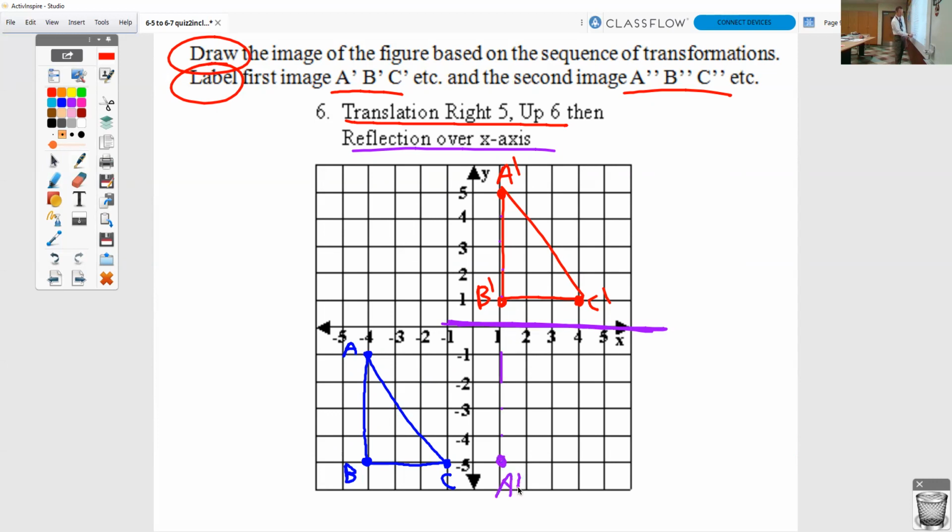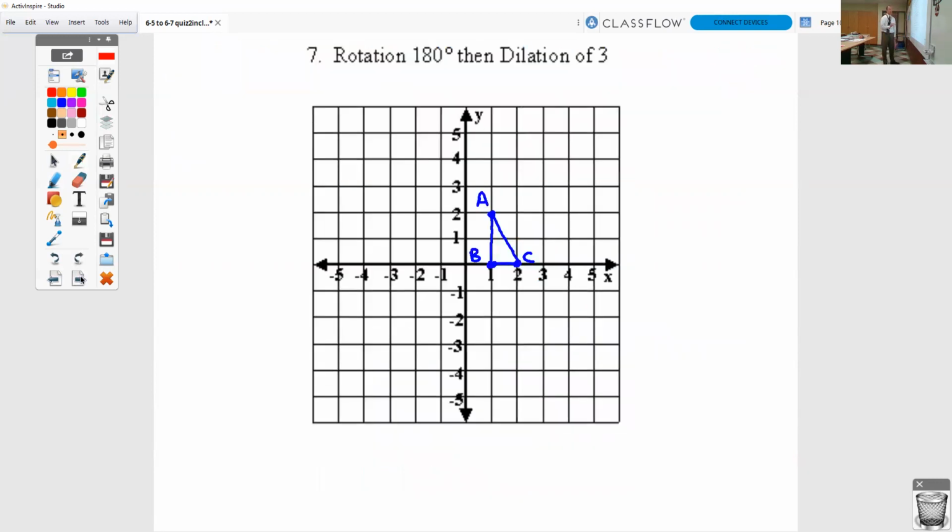This is A double prime. B is 1 place away from it, that is B double prime. C is 1 place away from it. That is C double prime. And there's my new shape. So this was my original shape. Then I went to here with my translation. Then I went to here with my reflection. So you should end up with 3 shapes. Make sure that you label the first one with single primes and the second one with double primes.